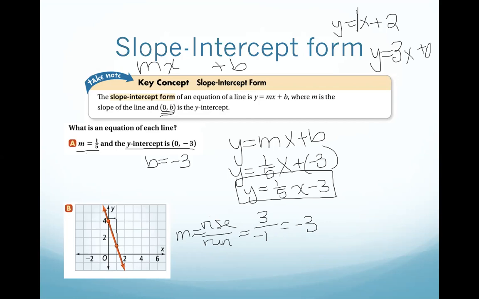What about our y-intercept? Well, our y-intercept here is at 4, giving us the point (0, 4) as our y-intercept. But really all we need is the value of b. b equals 4. So now I can substitute that into my equation. y equals mx plus b. y equals, m was -3x plus b is 4.